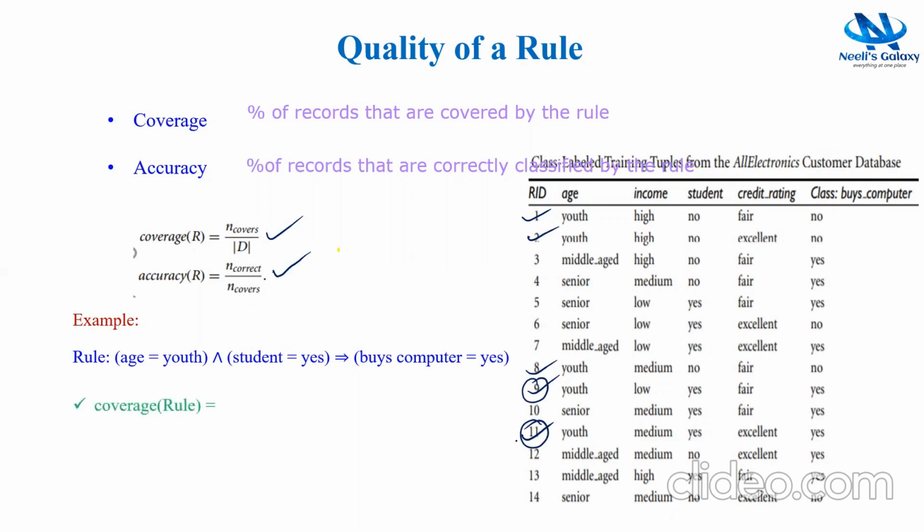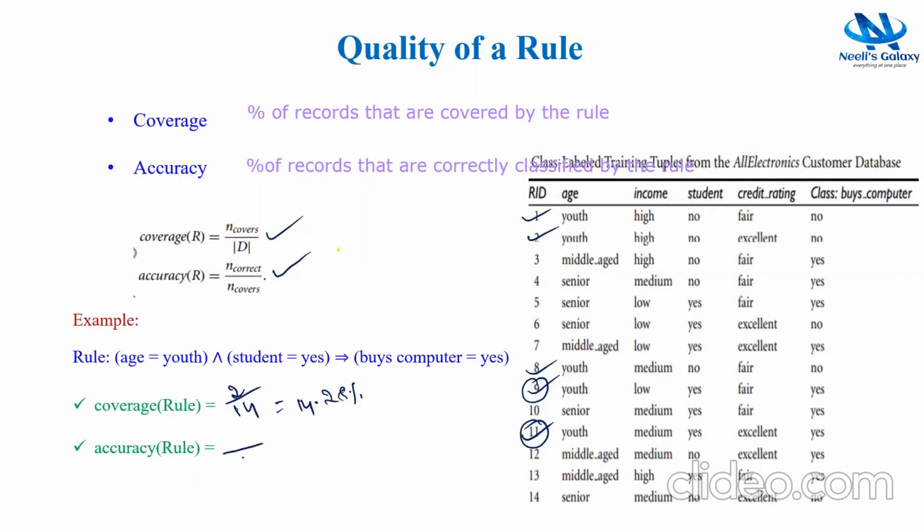Then what is meant by coverage and what is meant by accuracy of the rule? Coverage is n covers. N covers means how many records are covered here. Two records are covered out of 14, so this is 14.28%.